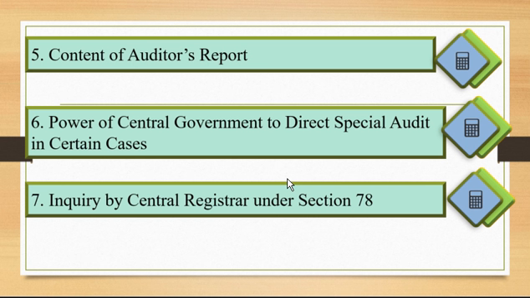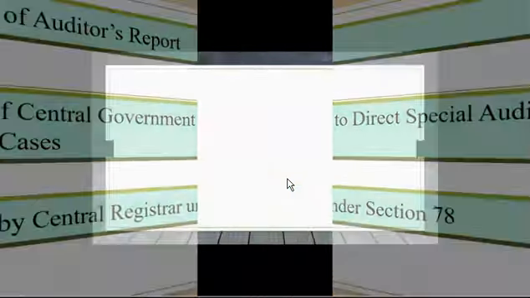Then next point is inquiry by central registrar under section 78. In that, the central registrar may, on a request from a federal cooperative to which a multi-state cooperative society is affiliated or a creditor or not less than 1/3 of the members of the board or not less than 1/5 of the total number of members of the multi-state cooperative society, hold an inquiry or direct some person authorized by him by order in writing in his behalf to hold an inquiry into the constitution, working and financial condition of a multi-state cooperative society.